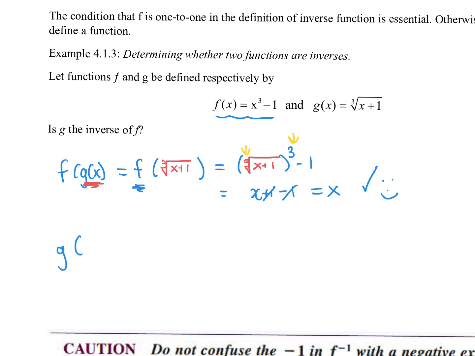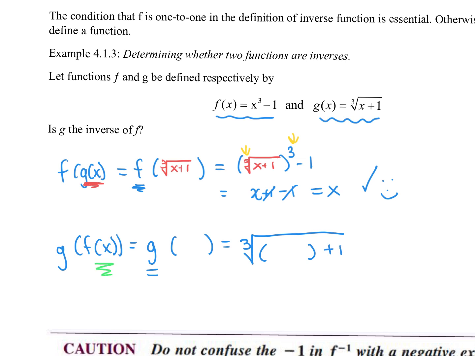You also have to do g of f of x. It has to work both ways. So g of something, I wrote g here, so I'm going to go write down g's rule, is the cubed root of something plus 1. The something I'm plugging in is f. So f said x cubed minus 1. So in here I put x cubed minus 1. I don't really need those parentheses. So what I really have is the cubed root of x cubed minus 1 plus 1. Minus 1 and plus 1 undo each other. So I'm left with the cubed root of x cubed. Cubed root and cubed undo each other, leaving me with x.